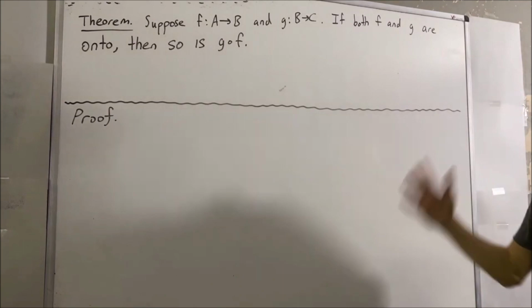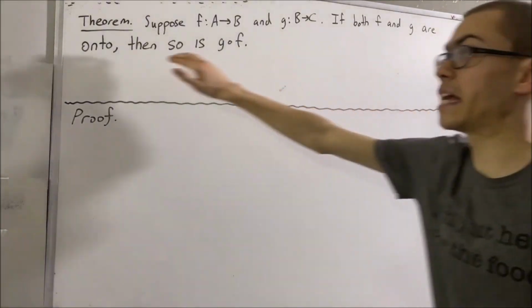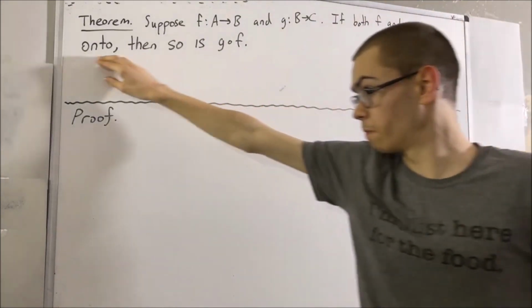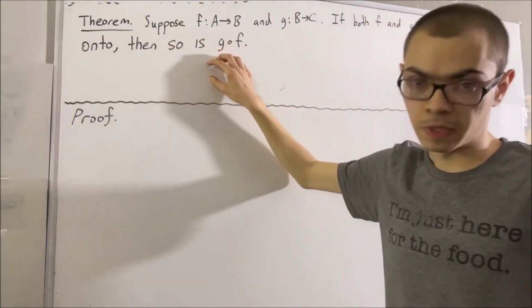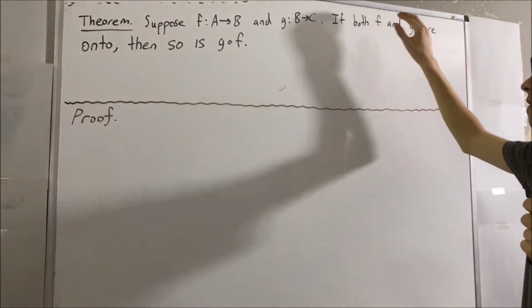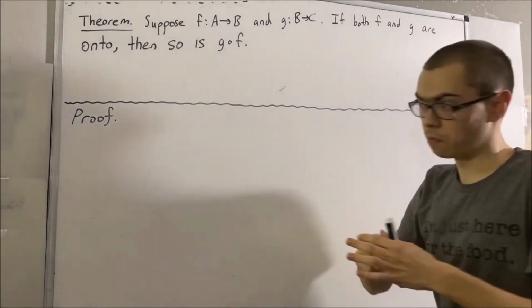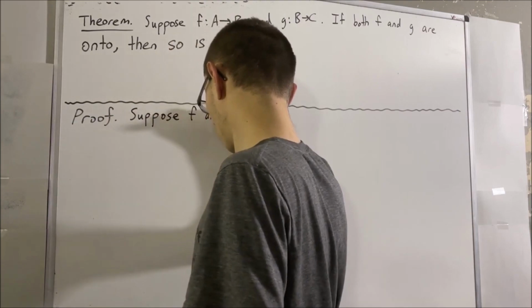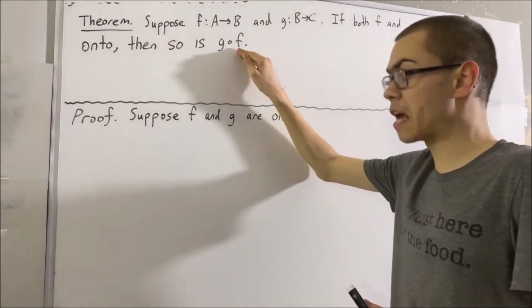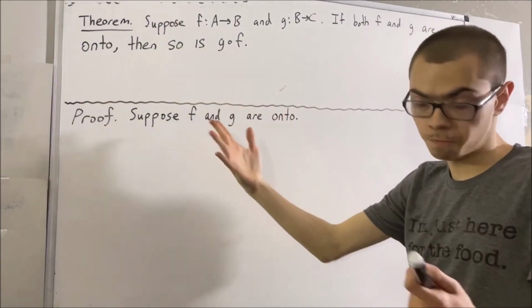So really, what we're trying to prove here is a conditional statement. That is, if this is true, then this is true. So we're going to start off this proof by assuming that f and g are onto. We want to prove that g compose f is also onto.